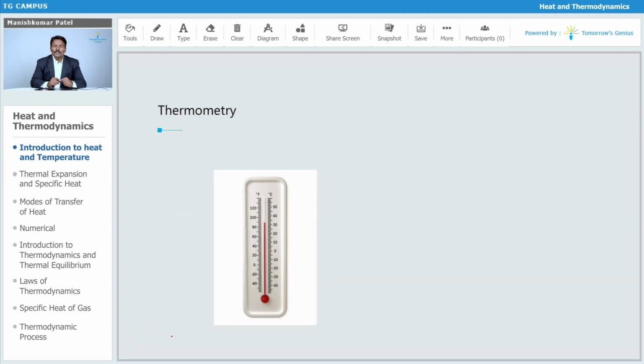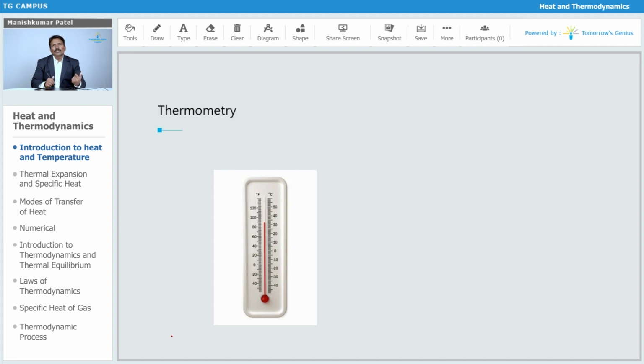Now we will study what thermometry is. This is a branch of physics where we have to measure the temperature, so we are going to call it thermometry. For that, we define, for degree Celsius or even Fahrenheit or Kelvin, two reference points. One is the lower reference point and one is the higher reference point.